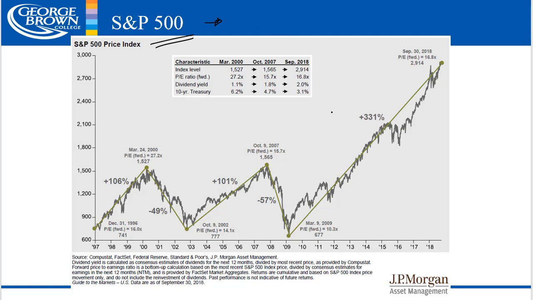So here we can see some historical data going back from 1997 until basically the fall, September 30th, 2018. And you can see, back in 2008, the index level was at 1565, okay, on October the 9th, 2007, actually, just before the beginning of 2008. And you can see peak to trough, the market dropped by March 9th, 2009 to an index level of 677, okay? So that was a drop of 57%.